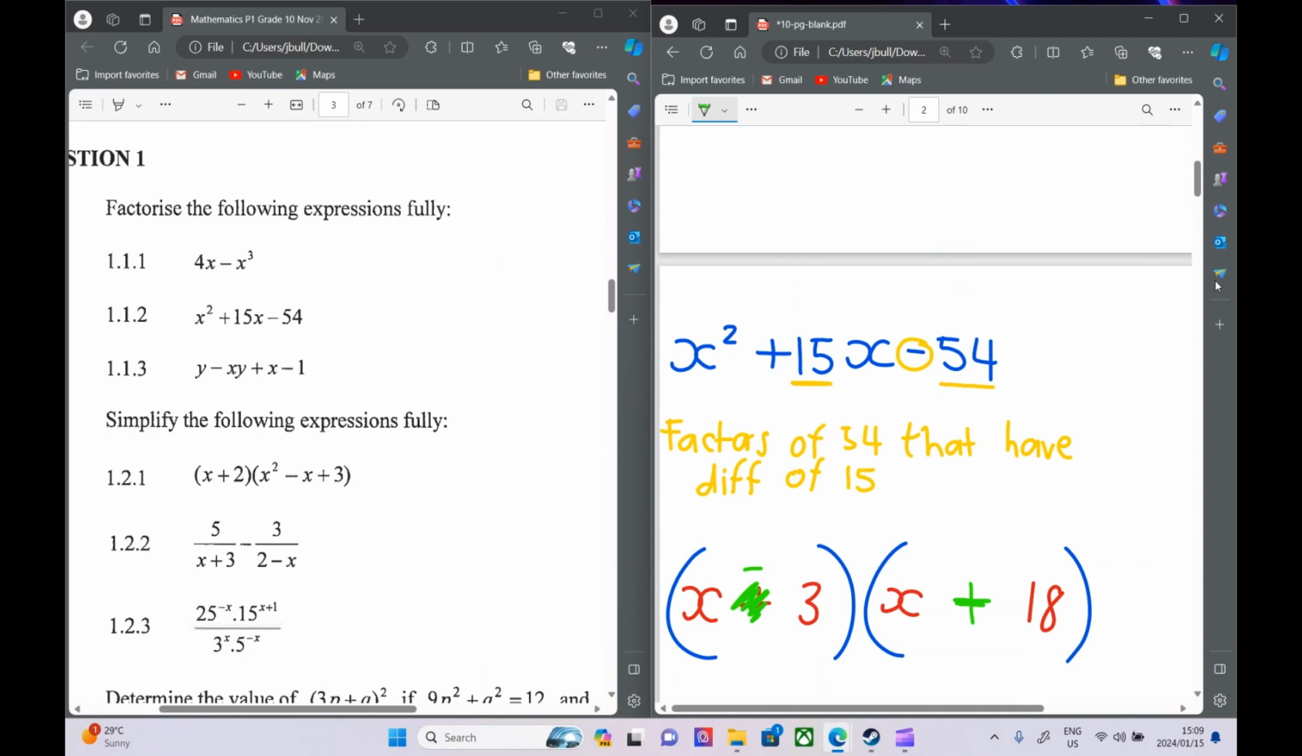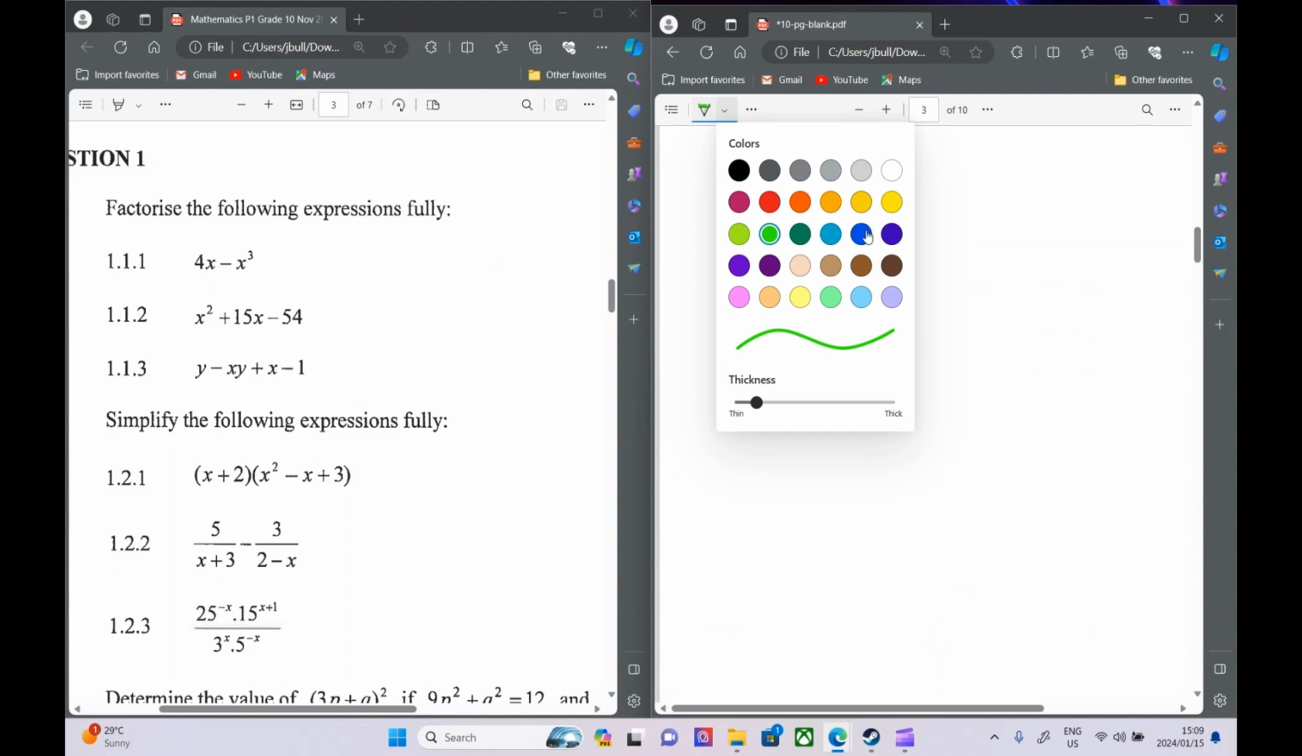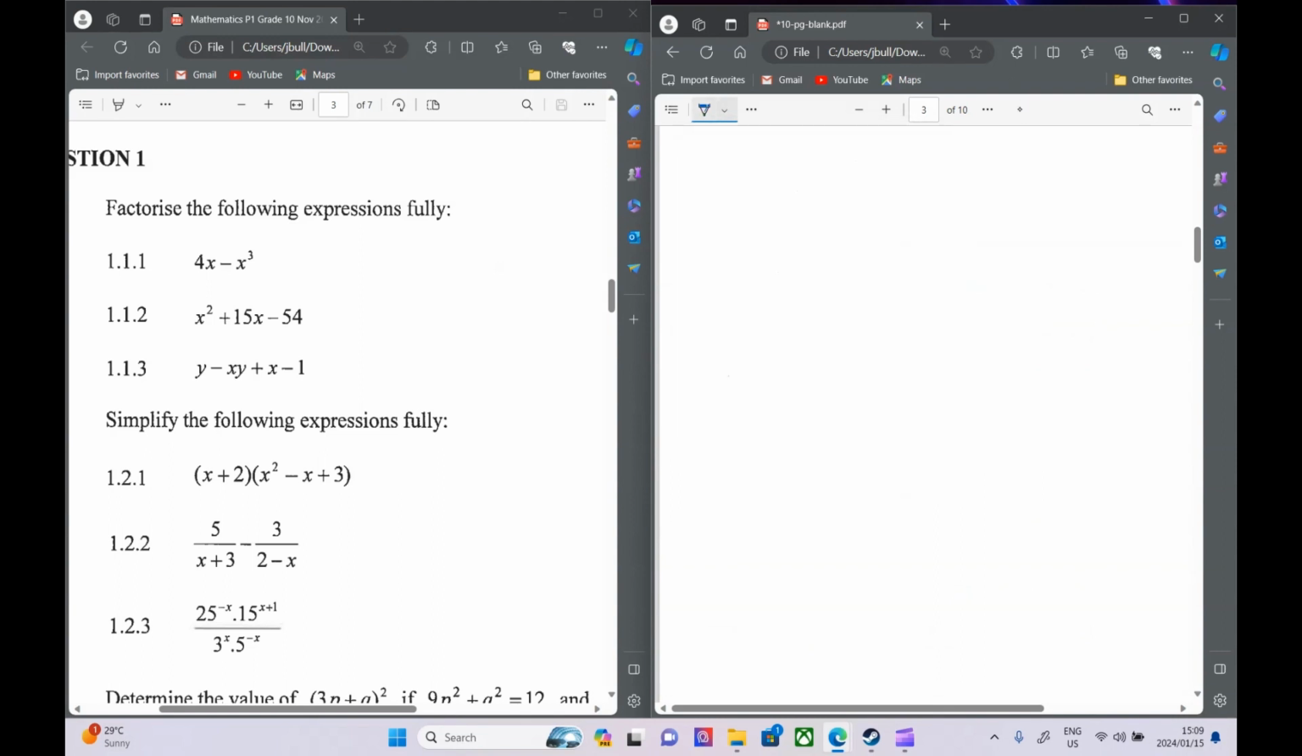Okay, and then question 1.1.3, let's have a look at that. So in this question, we have got y minus xy plus x minus 1. We need to factorize this, so our checks are always, can we take a common factor out of every single term? We can't. There's no common factor that's in every term here. Can we do the difference of two squares? There aren't really many square numbers in there, so let's leave that one for now. It's not a trinomial or a quadratic because it doesn't have 3 terms. So it has to be a grouping question.